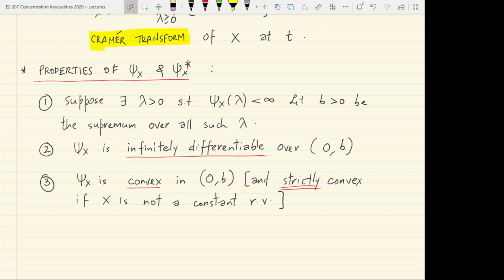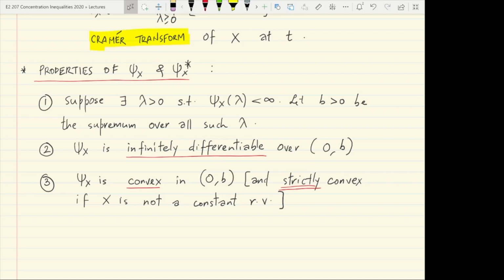So we'll start by making the assumption that there exists a positive lambda such that the cumulant generating function of x is finite. That just means that the cumulant generating function of x is not trivially infinity everywhere, for any lambda. So there exists at least one lambda for which Cx of lambda is finite. Let b be the largest possible value, or the supremum, of all such lambda for which the function Cx is finite.